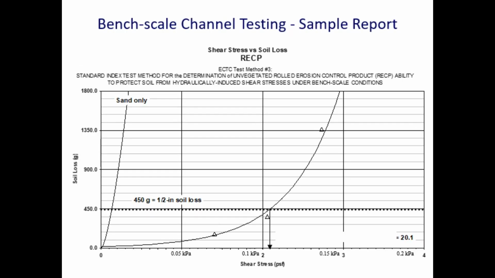As noted earlier, soil loss at shear levels well below, near, and well above the threshold half-inch soil loss equivalent, which is 450 grams of soil in the pot, are plotted, and a best fit regression curve is used to determine the half-inch intercept and thus the permissible shear stress.